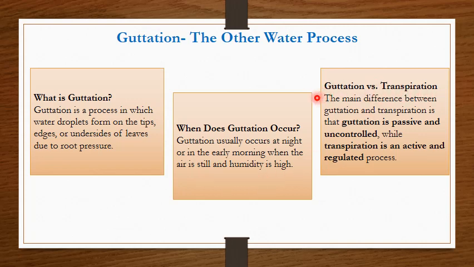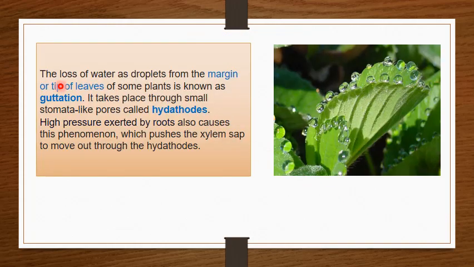Guttation versus transpiration. The main difference between guttation and transpiration is that guttation is passive and uncontrolled, while transpiration is an active and regulated process. The loss of water as droplets from the margin or tip of leaves of some plants is known as guttation. It takes place through small stomata-like pores called hydathodes. High pressure exerted by roots also causes this phenomenon, which pushes the xylem sap to move out through the hydathodes.